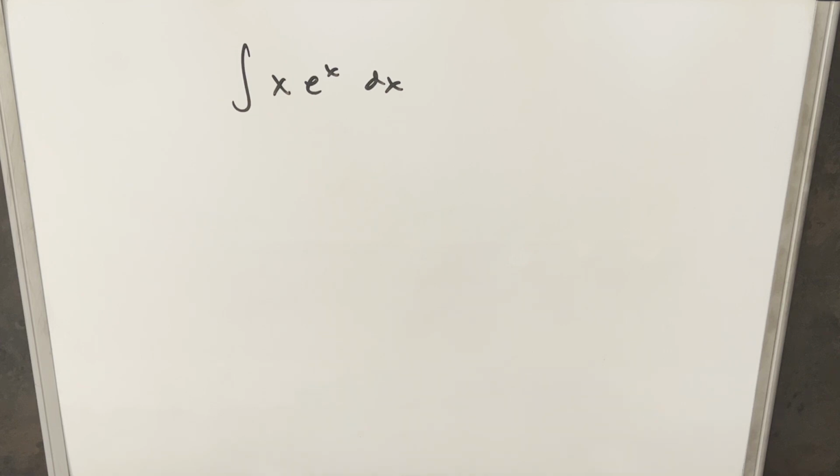Okay, we have here another integral on the board. I've got the integral of x e to the x dx. And I recently did something really similar. I did the integral of x times sine x. We did that one by integration by parts, but there was a bit of a twist to it, and this one's going to go about the same way.